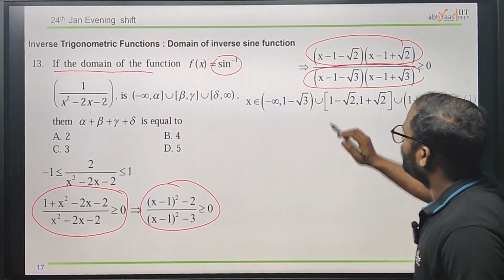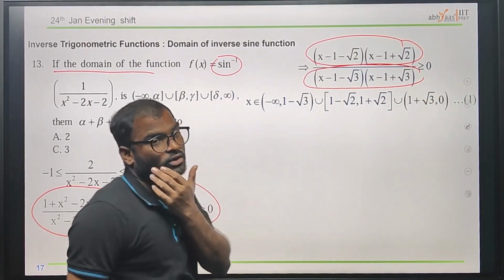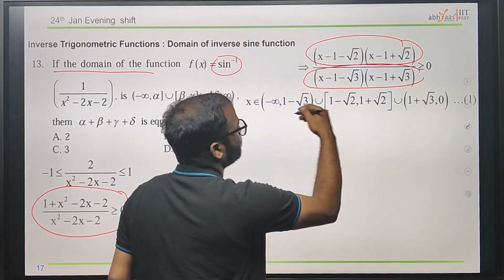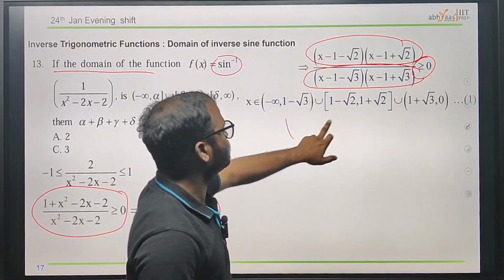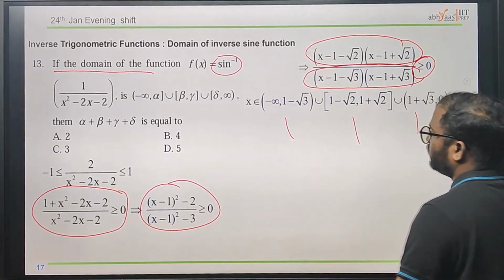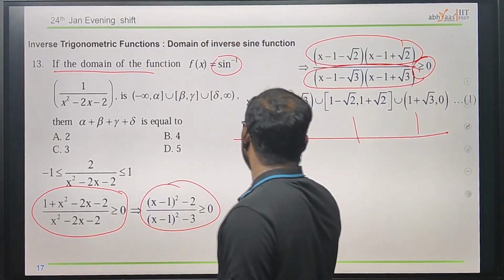Next thing you need to do is check what is included and what is not included. Since we have greater than or equal to 0, we may have 4 types of situations here. See here, just start on the number line. We can easily find here minus infinity.